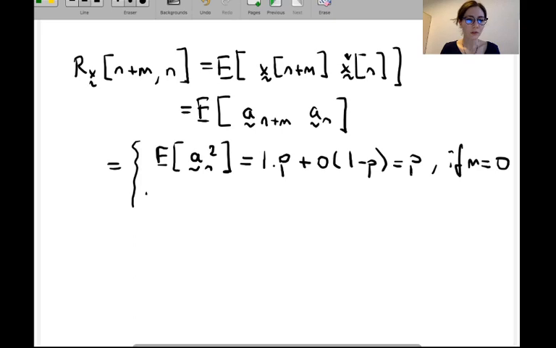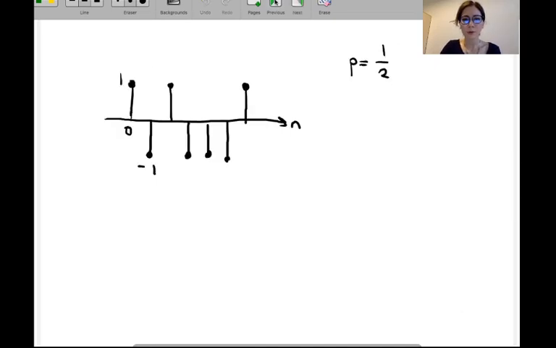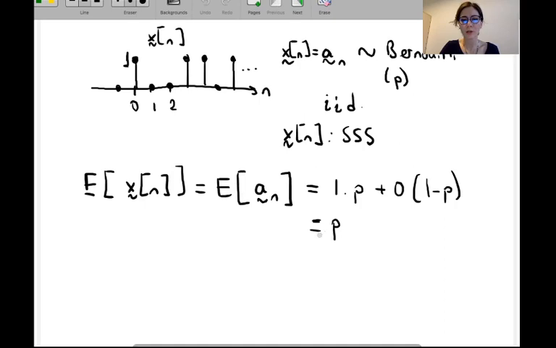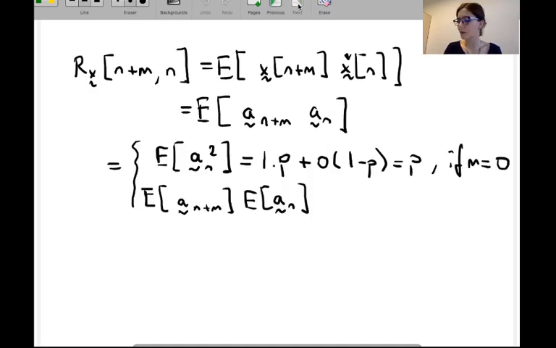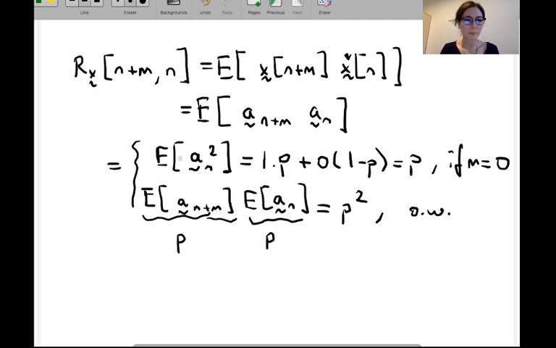And otherwise, for other m values, we have two different and independent random variables. So we get the expectation as the product of the expectations: expectation of a n plus m times expectation of a n. And we just showed that for the 0-1 Bernoulli process, the expectation of each value is equal to p. So we can now use it here. This expectation is equal to p, and the other expectation is also equal to p. So p times p, we get p squared for other m values.